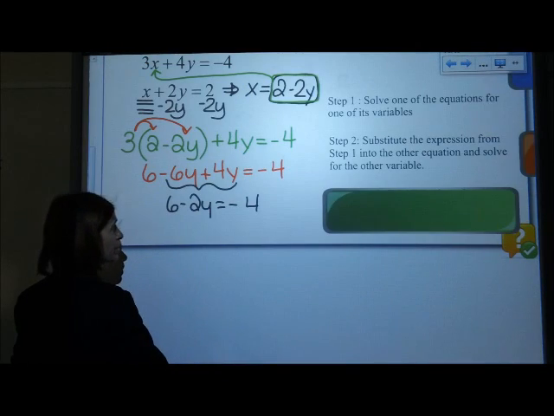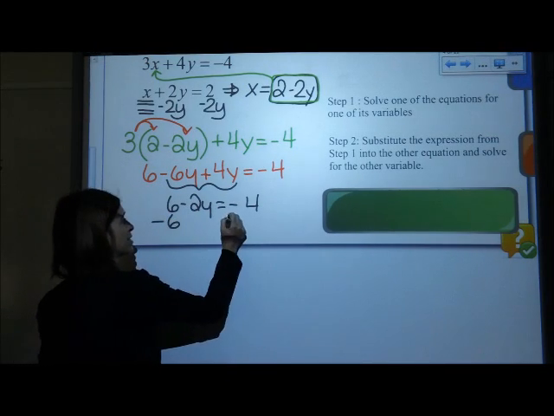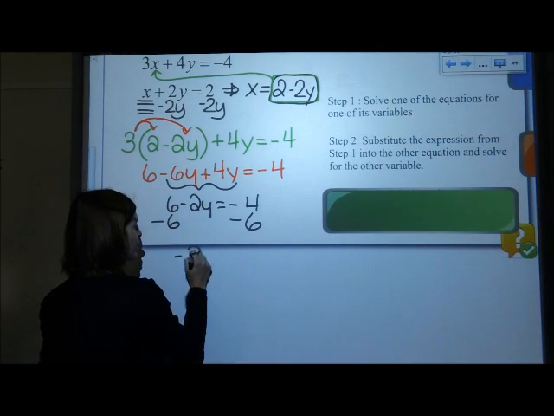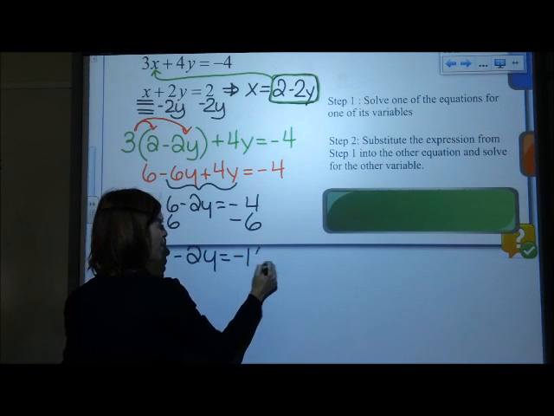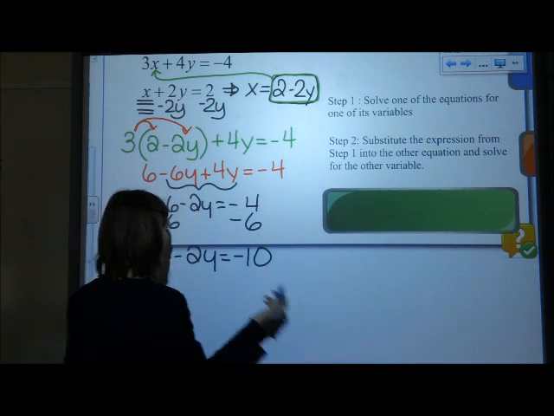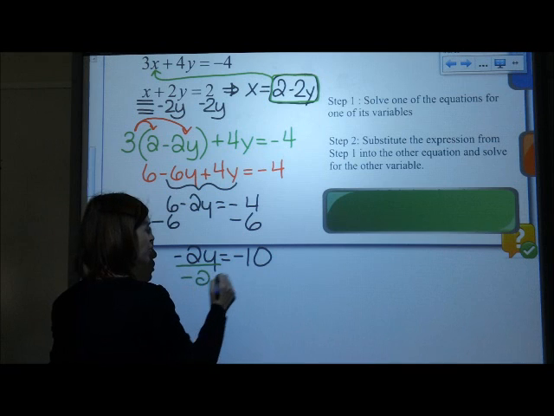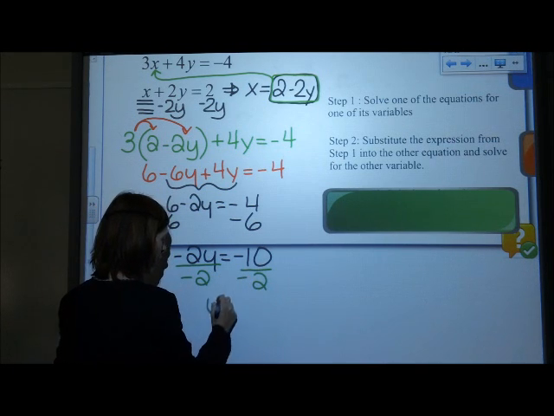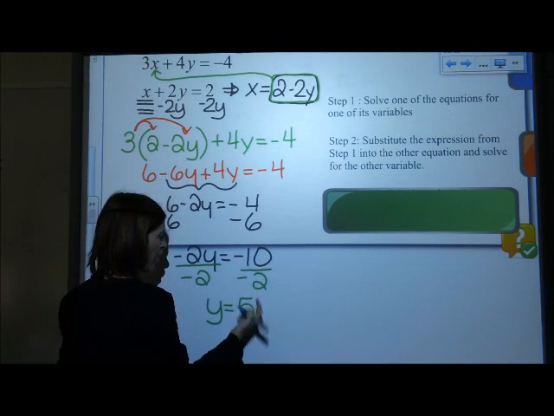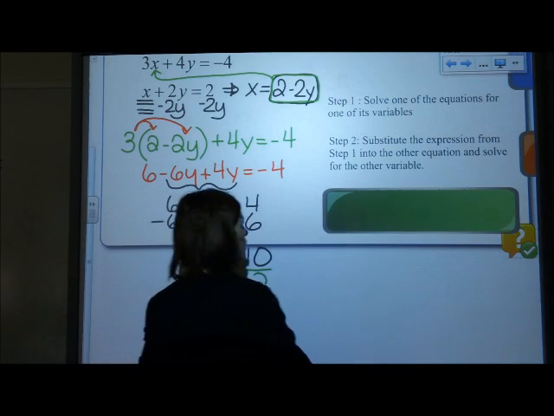Keep going. We're going to subtract 6 to the other side. I get negative 2y equals negative 10. And then I'm going to divide both sides by negative 2. And I will get y equals 5 because the negatives will cancel. All right.